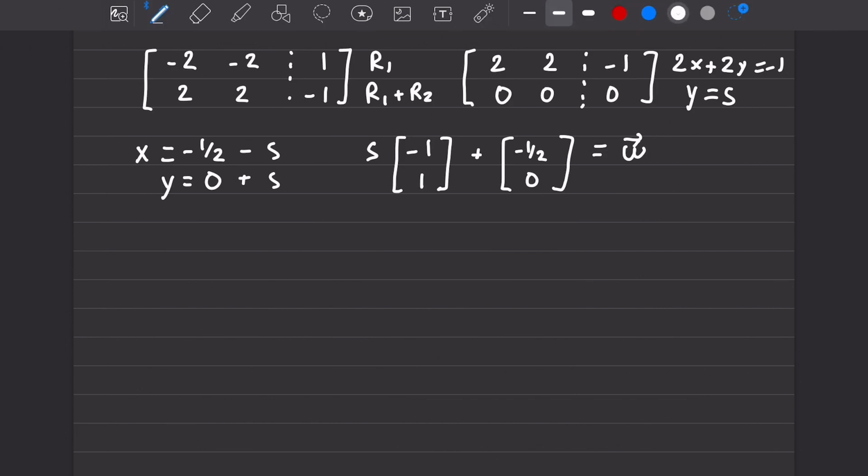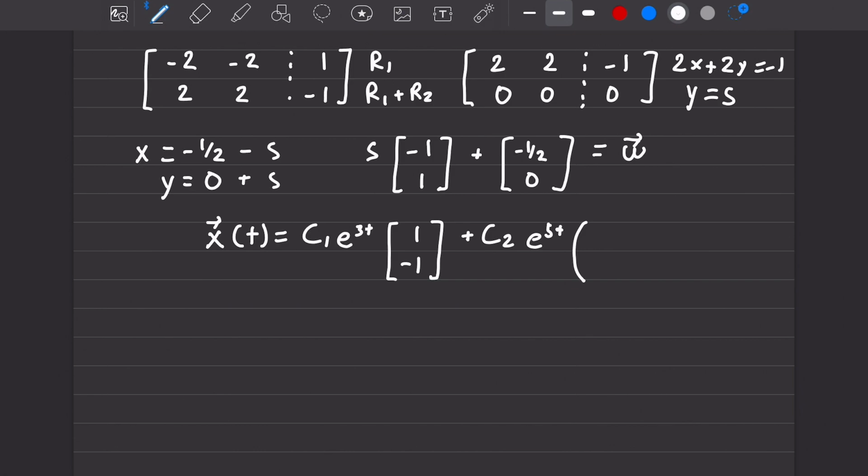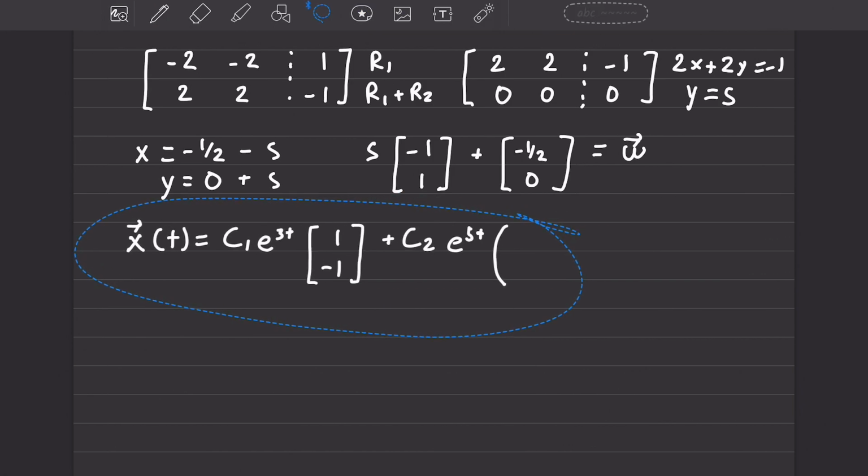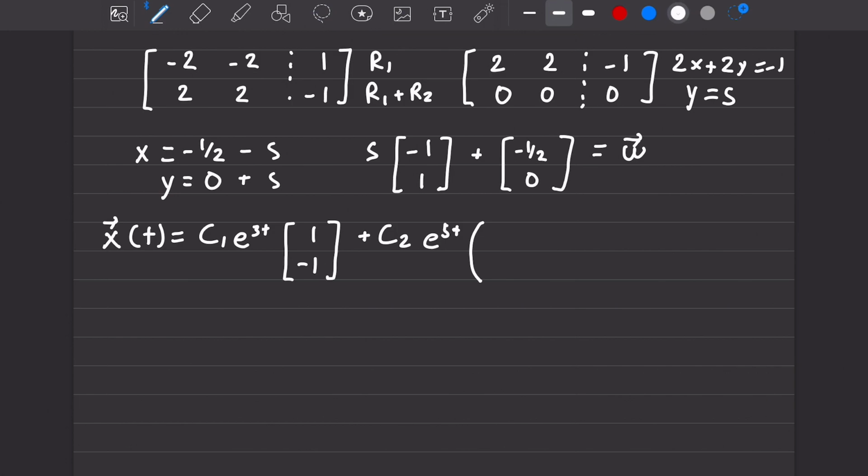We can just jump straight ahead now to our general solution. We have all the information that we need. So we have c1 e to the 3t multiplied by our vector, 1, -1. Then we're going to have c2 e to the 5t, parentheses over there. Again, running out of space pretty quickly. So then we have our t that goes here, 1, -1. And then I'm going to add -1/2, 0. And that's all there is to these kinds of problems.